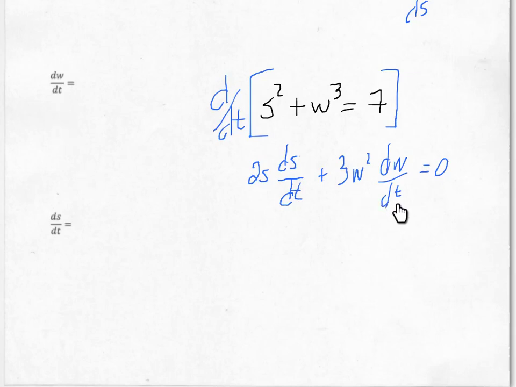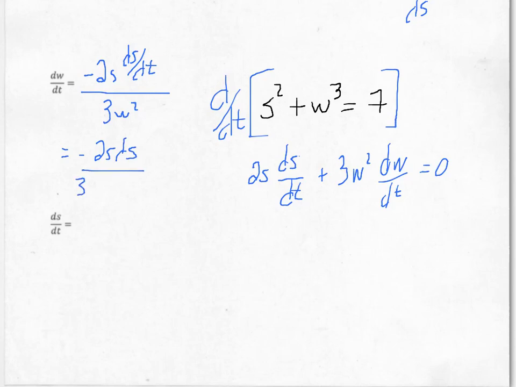And for dw/dt, I need to solve for dw/dt, which is right here, which means I need to subtract negative 2s ds/dt from both sides, and then I'm going to divide by 3w squared, which is going to give me minus 2s ds/dt, and then all of that gets divided by 3w squared. And yes, you can write this as minus 2s ds all divided by 3w squared dt.